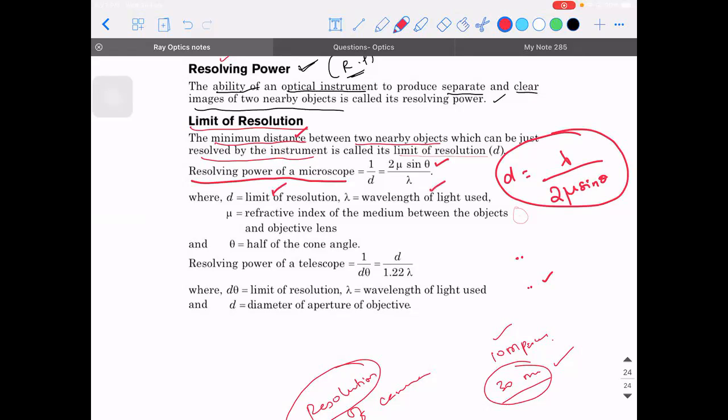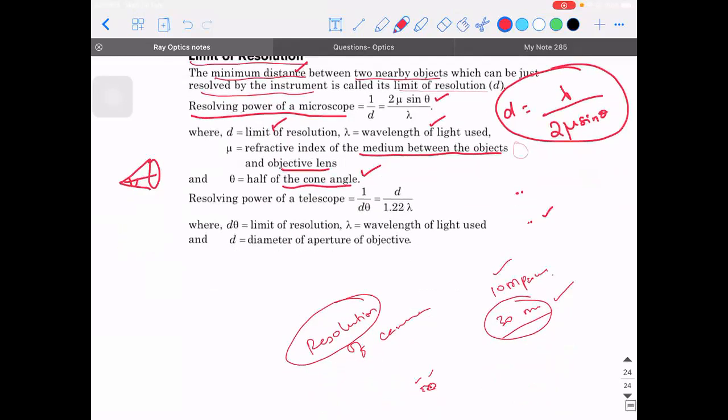Lambda is the wavelength of the light that is being used. Mu is the refractive index of the medium between the objects and the objective lens. And theta is called the half of the cone angle. Cone angle is when your eye is actually viewing it, the rays go like this. So half of the cone angle is called theta. All these things will be given in the question. Your work is only to apply and find it.